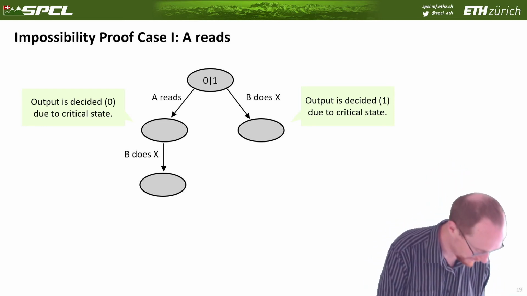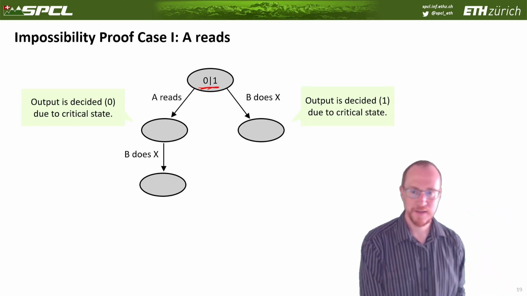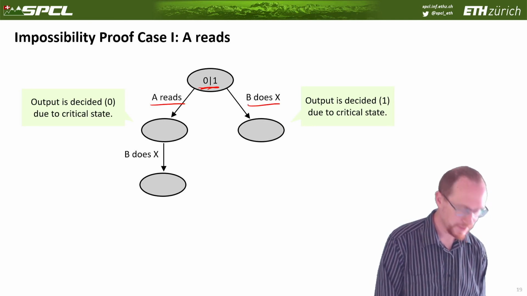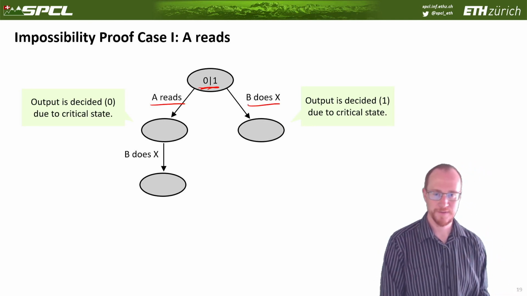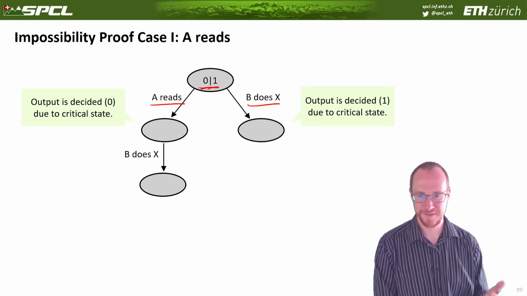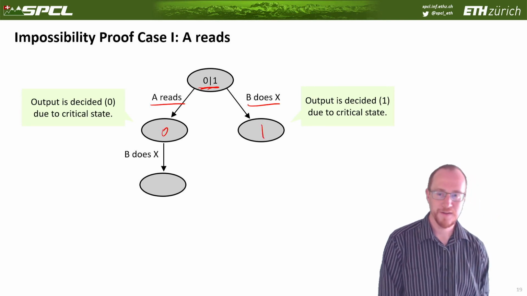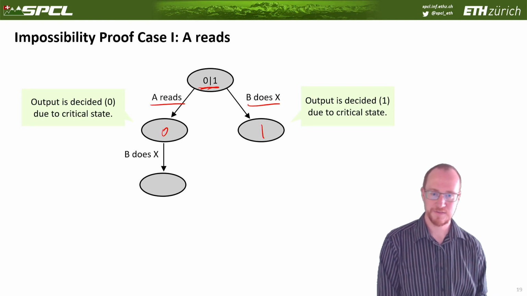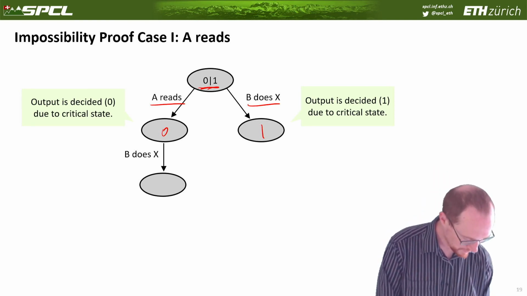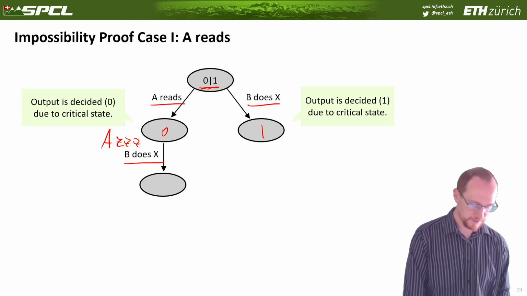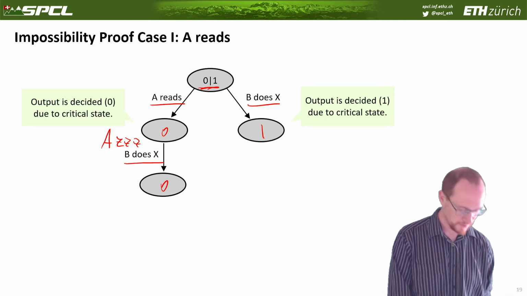Okay, so we are now in our bivalent state. And now we can say A reads something and B does something else. I mean, X really means anything. And now remember the definition of the critical bivalent state: here output is decided as 1 and here output is decided as 0. But now we again use the assumption that we made before, that at this point A disappears, so sleeps, and then B continues doing whatever B wants to do, but B still has to decide 0 in this case. Right?